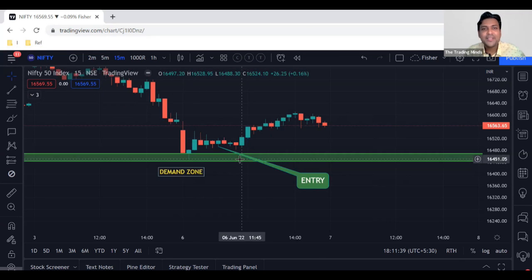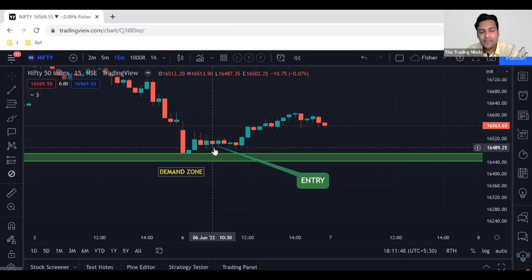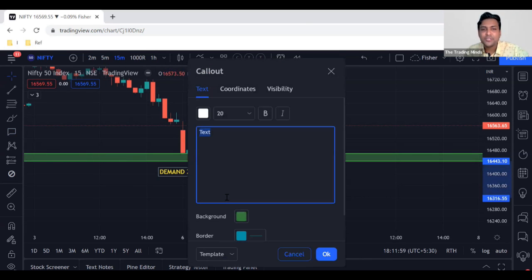Because the demand zone is there below, I can buy it here, or I can confidently wait and see whether the market is staying above that area, and if it's staying above that area, I can take an entry. Then I need to place my stop loss, right? Where is my stop loss? I said this is the demand zone, the low of my zone. This will be my stop loss. So this is my stop loss.